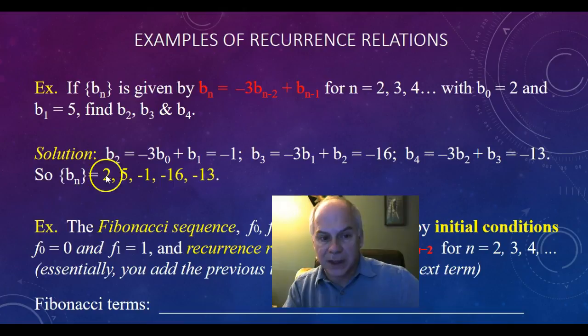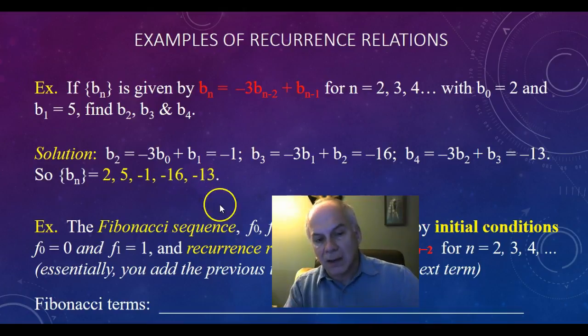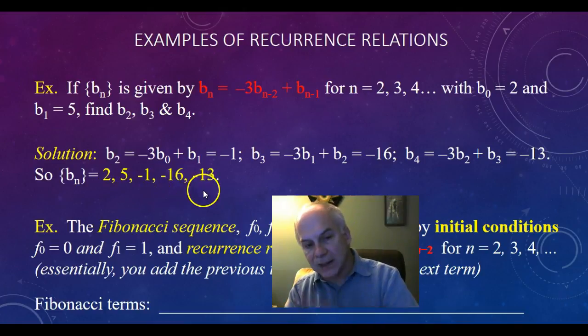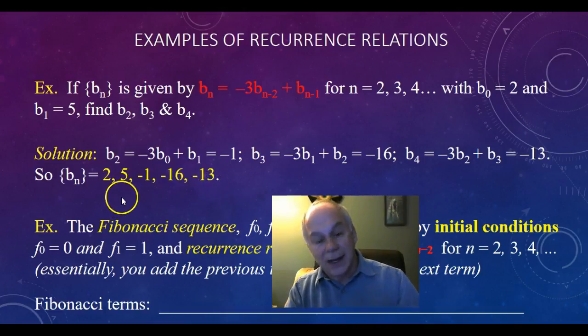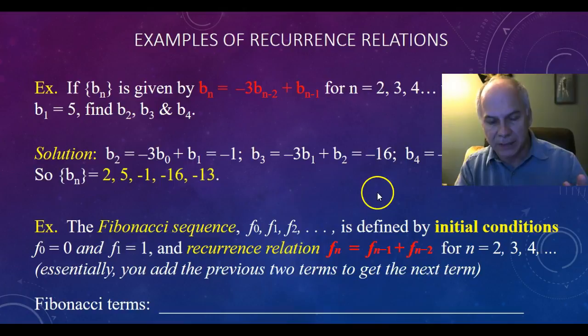So the terms of this sequence, at least the first several terms, well, the first one was 2, the second one was 5. They gave us those. Then negative 1, negative 16, negative 13. Now, obviously, this is not arithmetic. You're not adding the same thing to get the next term. And it's not geometric. You're not multiplying to get the next term, so it's another one of these neither types.